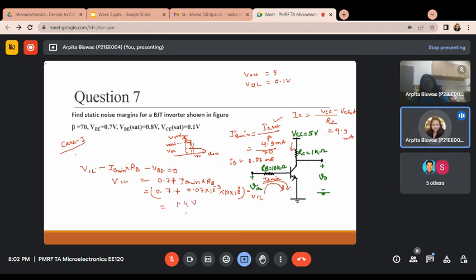Kavya, up to this, do you have any issue or any problem? No, ma'am. Have you written how to calculate the VIL? Yes, ma'am. Okay, so write down this. Then we will calculate the next one. So here we got VIL is 1.4 volt. I'm going to erase it, so write down there.